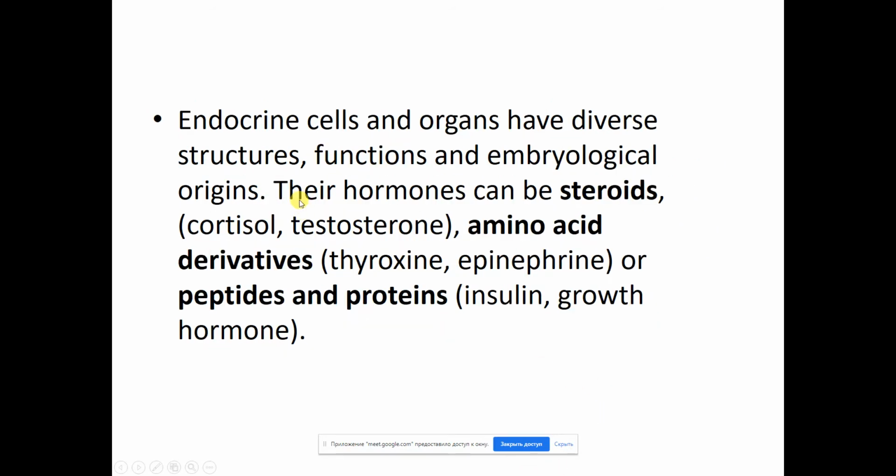Then endocrine cells. Endocrine cells have diverse structures, functions, and embryological origins. So that's why we can't say that it's one common system. We systematize it just because it's very convenient to speak about them like one system. But actually, by embryologic development, they might be mesodermal, ectodermal, and even endodermal in origin.